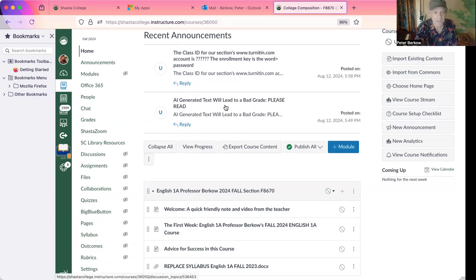Here's an announcement that says AI generated text will lead to a bad grade. I would expect that you would read that. And by the way, my policy about artificial intelligence will be explained throughout the rest of the class, but essentially, I want you to avoid using it, even using it for ideas and then trying to paraphrase those ideas into your own. Students run into a lot of problems with trying to do that and it doesn't work and it ends up getting flagged as AI anyway.